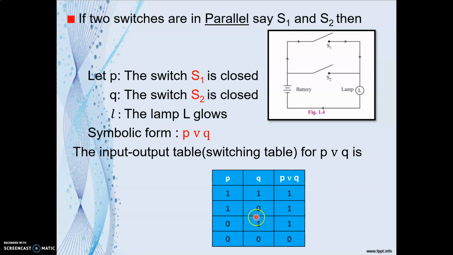Here again, these two tables, you can write the columns like this. Now the P or Q value: 1 or 1 is 1, 1 or 0 is 1, 0 or 1 is 1, 0 or 0 is 0.